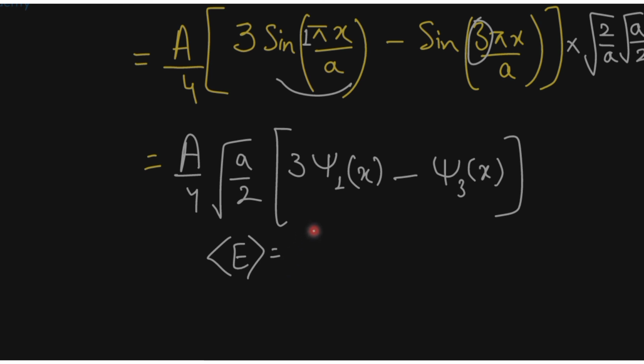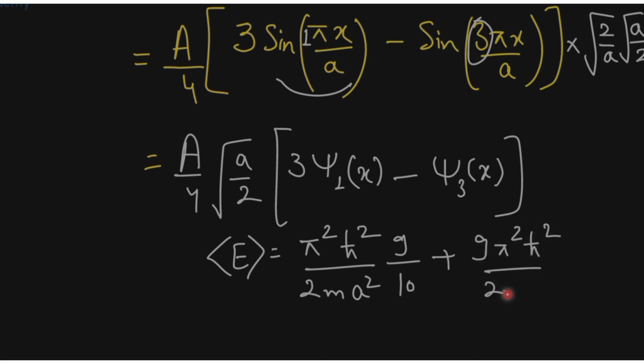So the expectation value of energy will be what? Summation of P n times E n. Let's write the energy for the first state, that is n square pi square h cut square by 2m L square, where n is equal to 1. What is L here? That is a, the length of the system. Then the probability of finding the particle will be the coefficient square upon the sum of squares of all the coefficients, that is 9 upon 10. The other state's energy will be 9 pi square h cut square by 2m a square, because n is equal to 3. Now the probability of finding the particle in this state will be 1 upon 10, that is the coefficient square upon the sum of squares of all the coefficients.